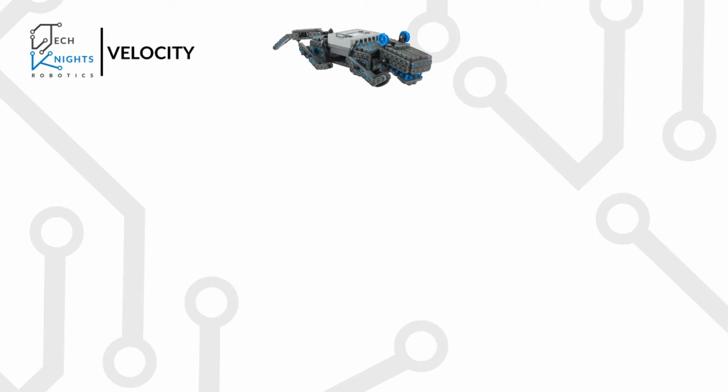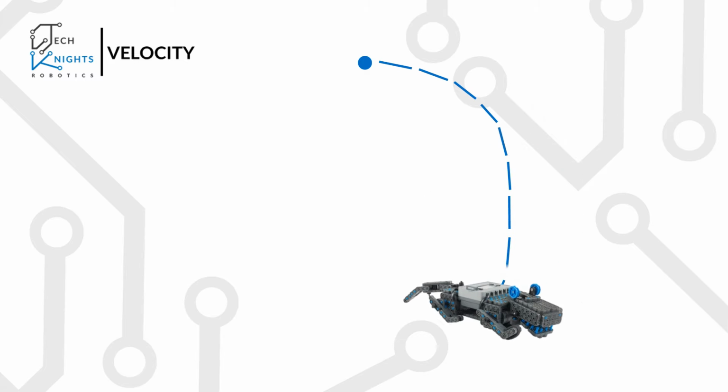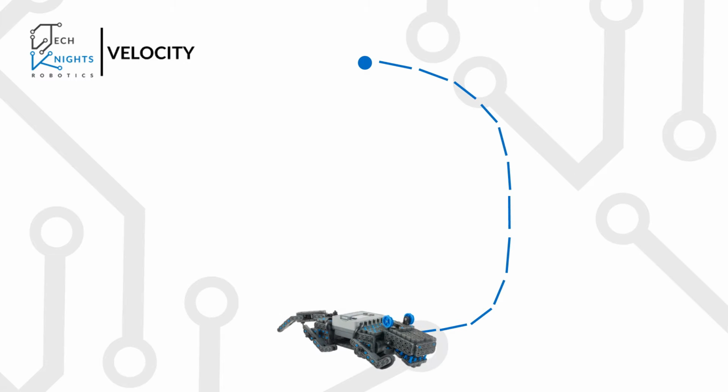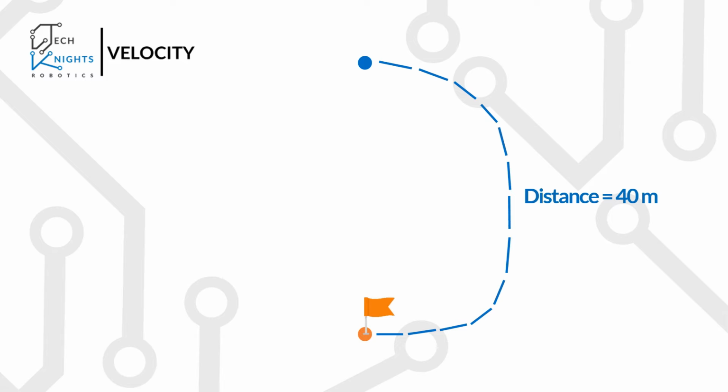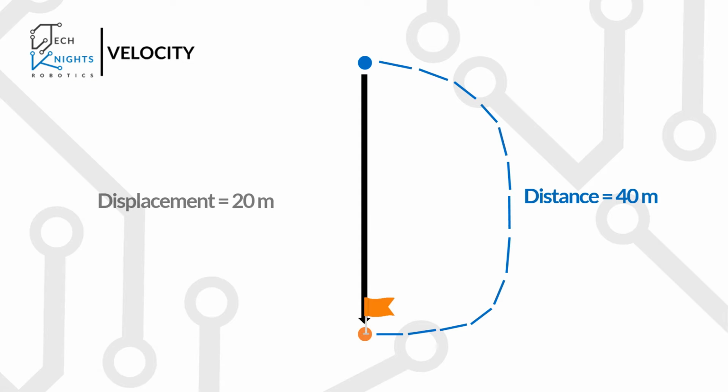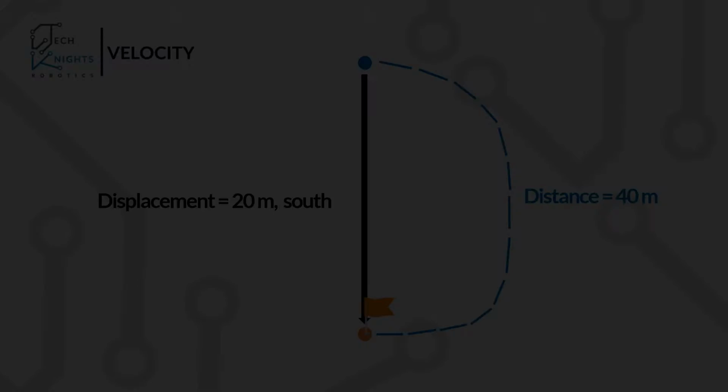To further understand displacement, we have this robot named Ali. The distance or the complete path traveled by Ali here is 40 meters, and its displacement, or how far Ali is from its starting position, is 20 meters. In what direction? To the south.